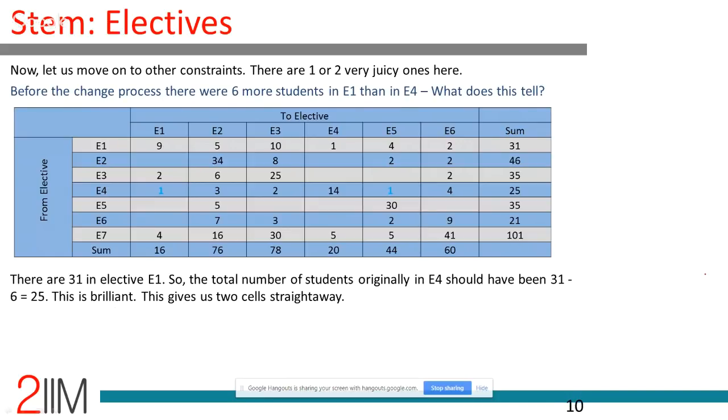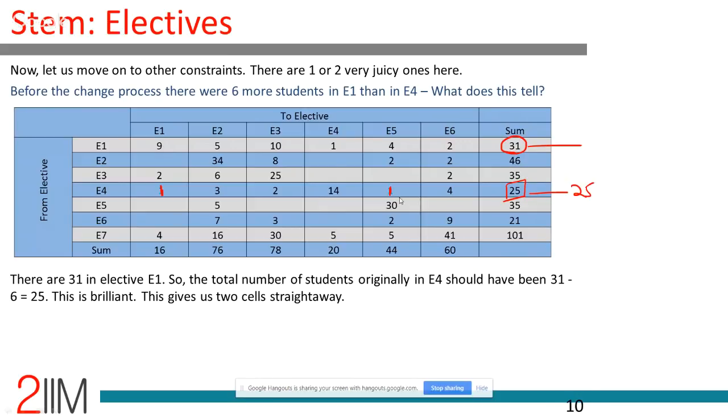Right? So the first constraint, before the change process, there were 6 more students in E1 than E4. In E1, there were 31. So E4 should have been 25. Remember, E4 had 23 and 2 empty cells, or these 2 empty cells should be 1. That's 2 cells out of 12 we filled in directly. And so E1 has 6 more students than E4 originally. E1 had 31 totally. This we are confident of. That means this number should be 25. So 25, it was 23 originally with 2 empty cells. Both of those empty cells should be 1. So we filled in 2 cells. Super. Out of 12, we've already filled in 2.